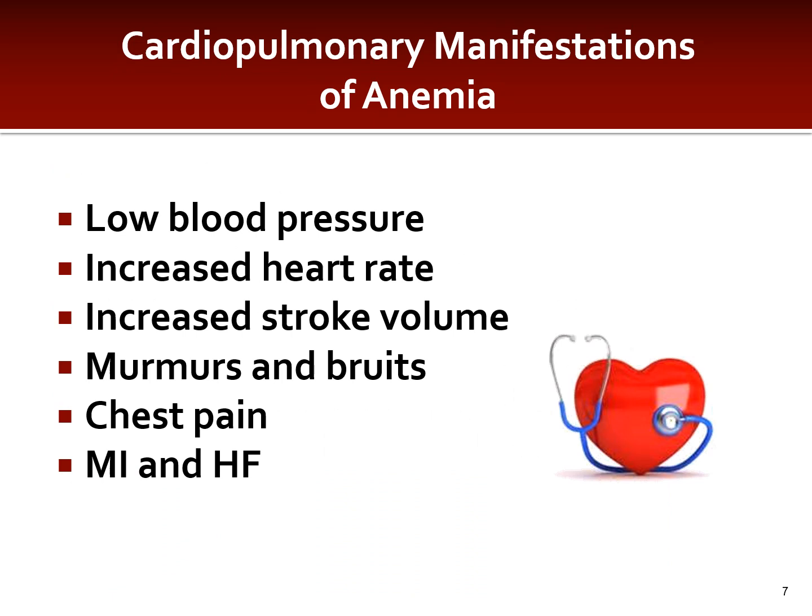From the heart perspective, the cardiopulmonary perspective, you're going to see a low blood pressure, and the heart rate is going to be elevated, increasing your stroke volume. The client could have murmurs, bruits, chest pain. They can also have an MI or congestive heart failure due to the anemia. So when you're assessing the client based on the cardiovascular system, these are some clinical manifestations you're going to see.